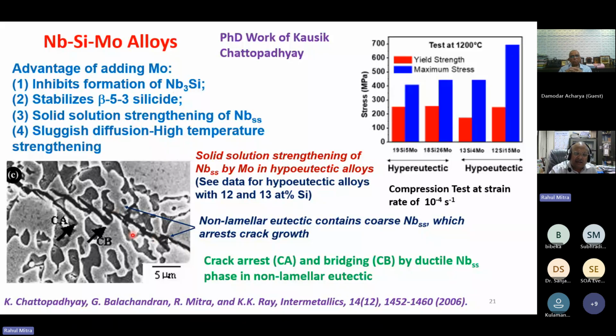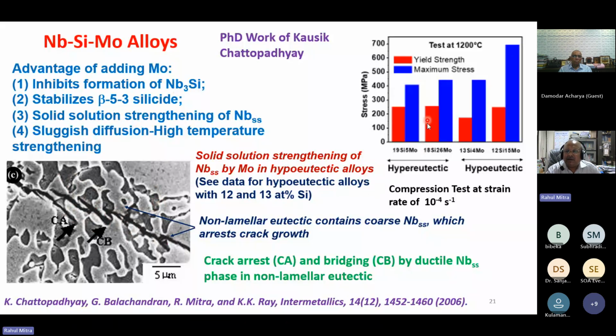So you can see that in this alloy, we have a non-lamellar eutectic, which is coarse in nature. The eutectic has a niobium solid solution phase, which is ductile, and the Nb5Si3 phase, which is brittle. This ductile phase doesn't allow the cracks to propagate, it blunts the cracks. So you see the ductile phase bridges the crack, the crack becomes discontinuous and gets blunted within the ductile phase. And that actually helps in toughening.